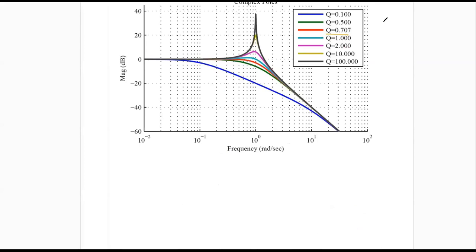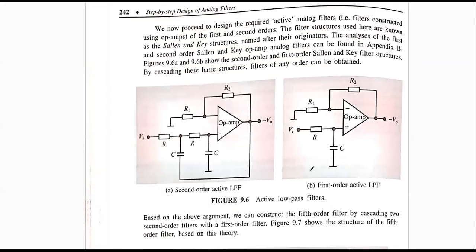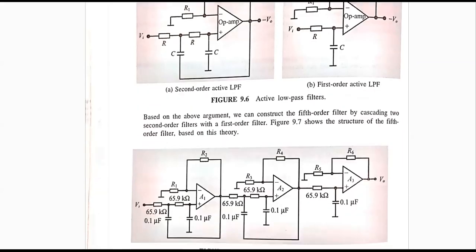So we can choose any Q factor by choosing the value of the gain. So this is fantastic. So this is all about the Chebyshev filter. Now we can move to our actual lecture, how that will be incorporated.